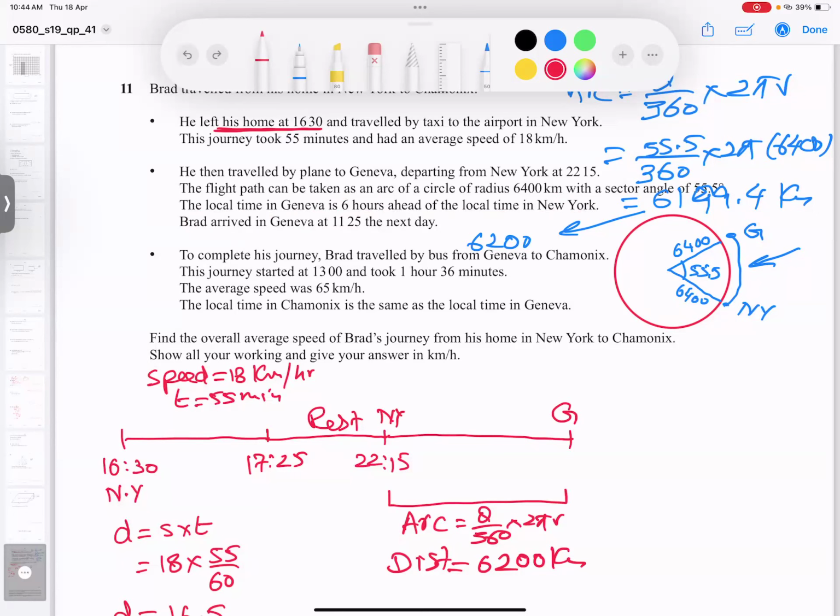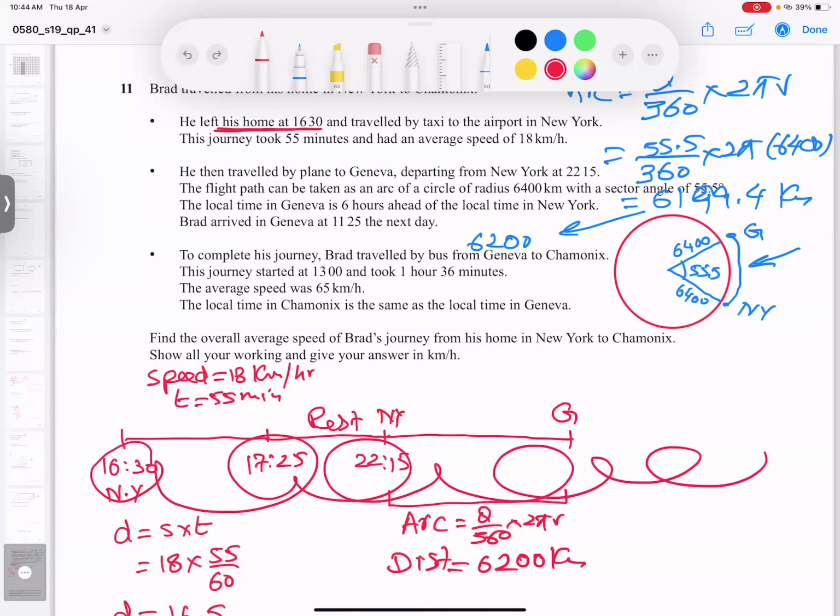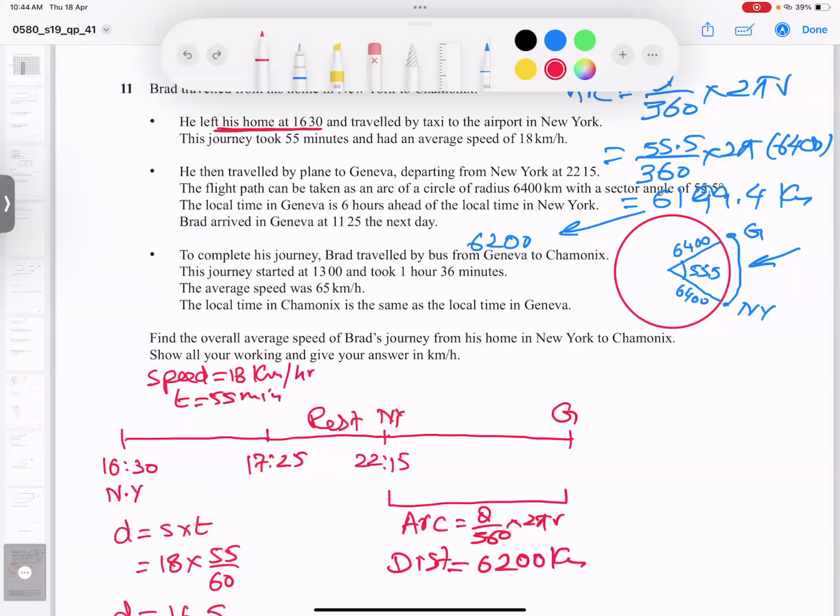Now, problem student, this is New York time. I will continue in New York time. I cannot work with that Geneva time. So he said 6 hours ahead as compared to New York time. So it means when he arrived there, he arrived at 11:25 next day. So at Geneva time it is 11:25.